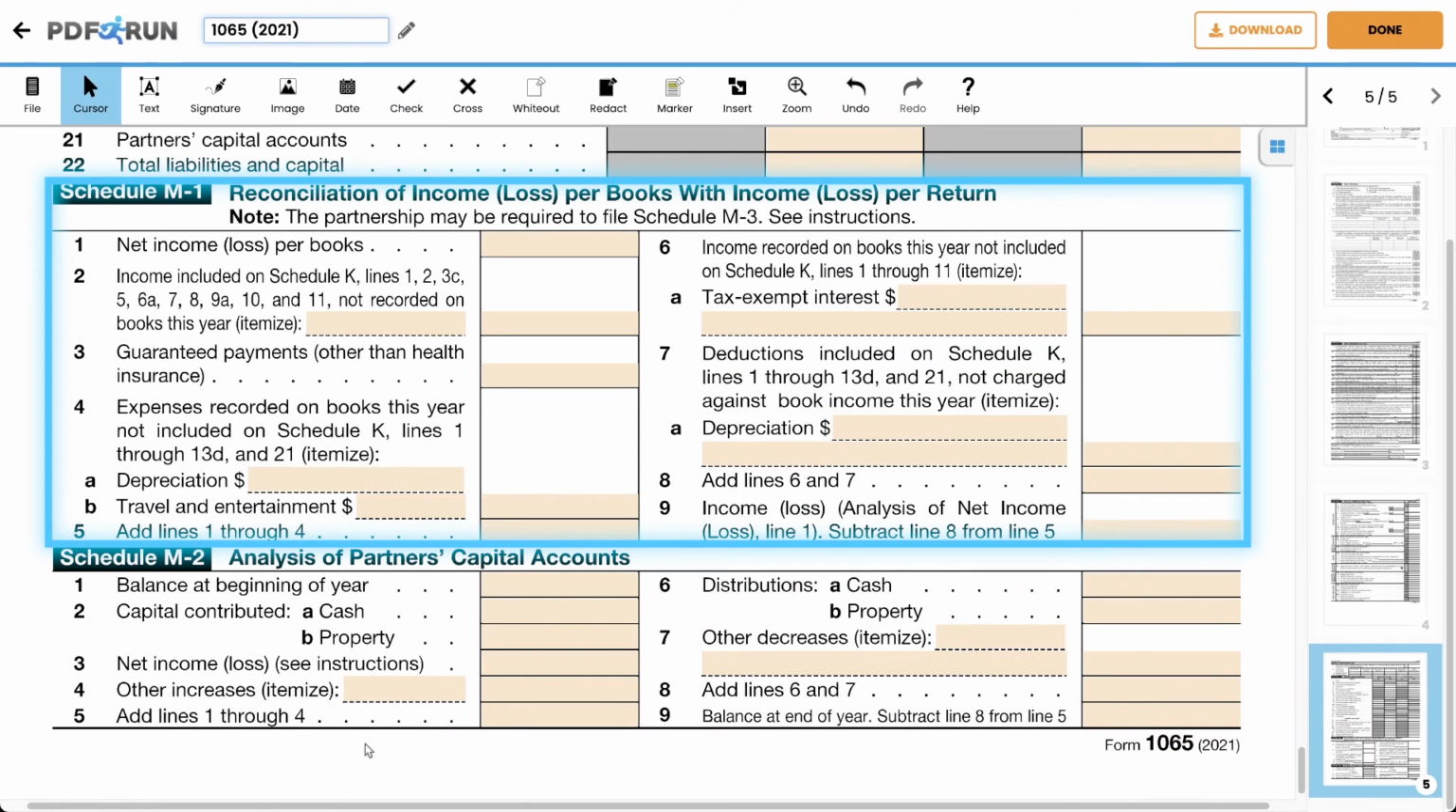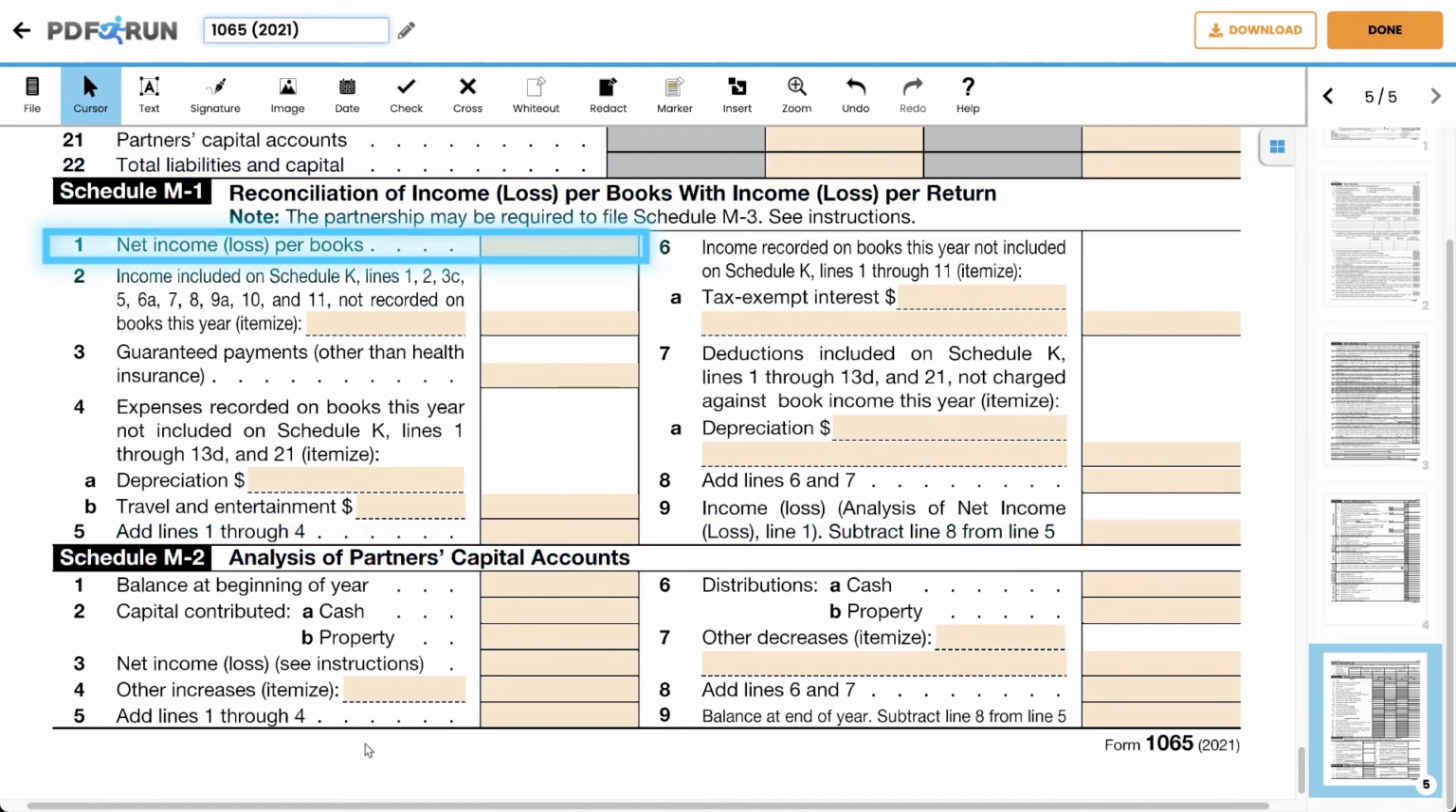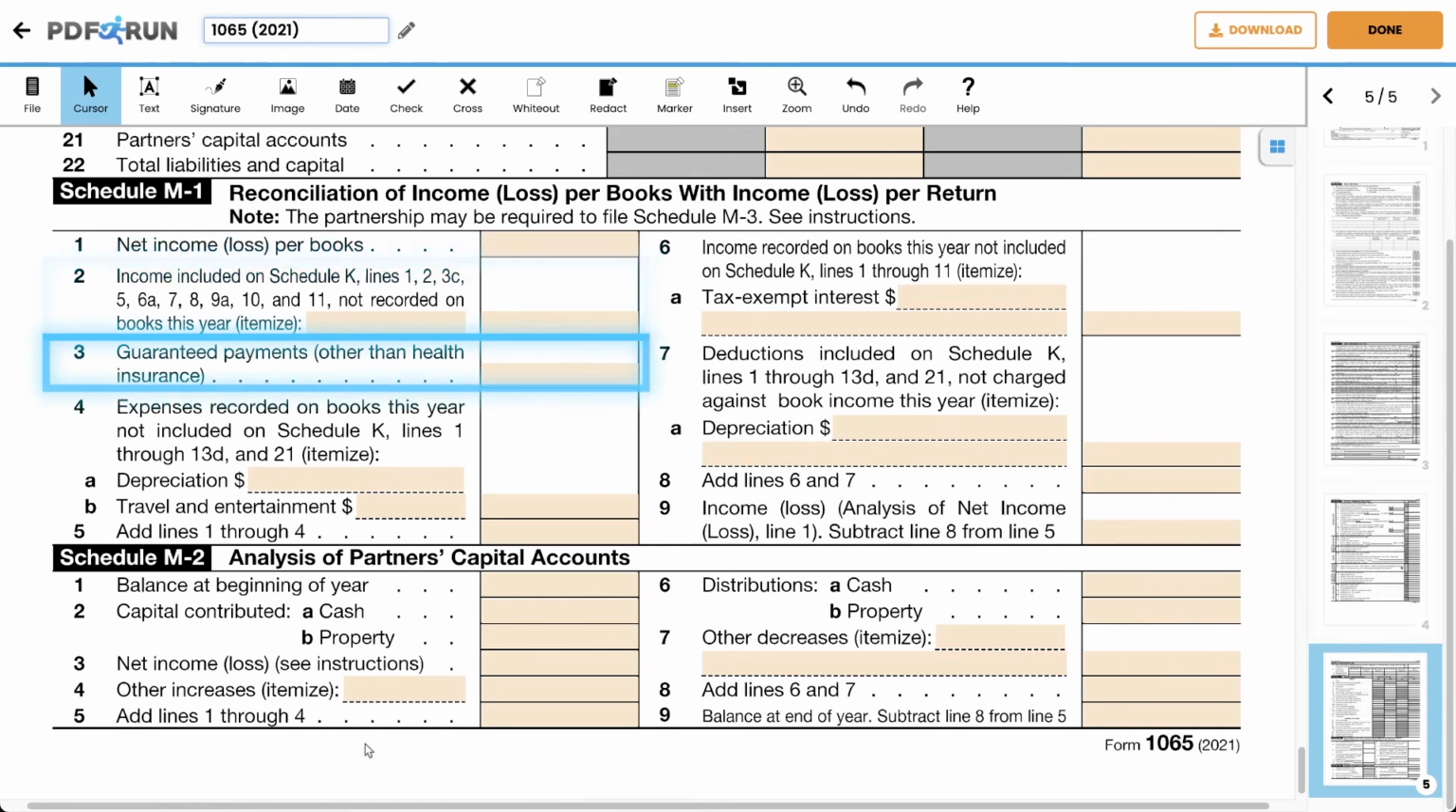Schedule M1, Reconciliation of income, loss, per books with income, loss, per return. Line 1. Enter the amount of net income or loss. Line 2. Enter the income included on Schedule K, lines 1, 2, 3C, 5, 6A, 7, 8, 9A, 10, and 11 that has not been recorded in the books this year. Make sure to itemize them. Line 3. Enter the amount of guaranteed payments, not including health insurance.